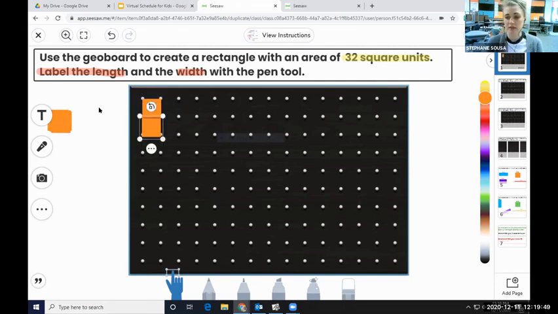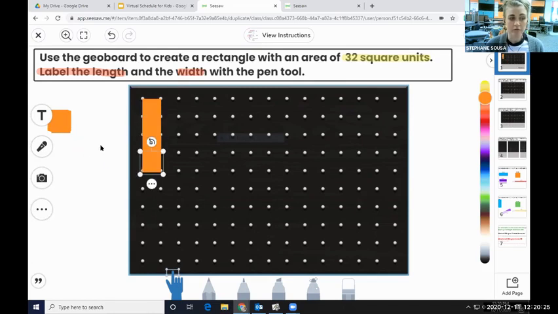Let's try the 3s. We're going to see if we say 32 when counting by 3s. 3, 6, 9, 12, 15, 18, 21, 24, 27, 30, 33. Nope, 30 or 33. So I can't use the 3s. Let's try 4s. 4, 8, 12, 16, 20, 24, 28, 32. I said 32. So I can use 4s. So let's go ahead and create a width of 4.